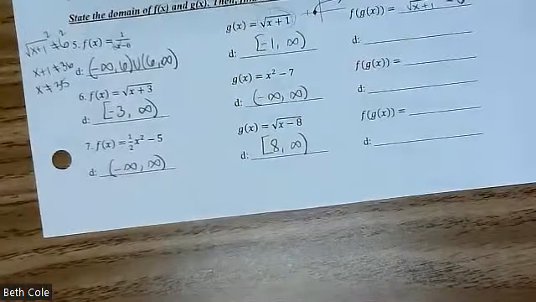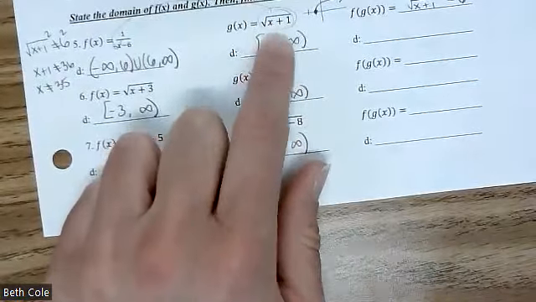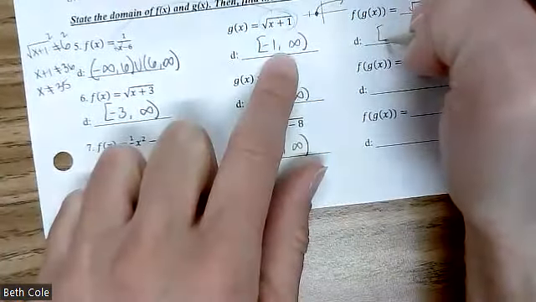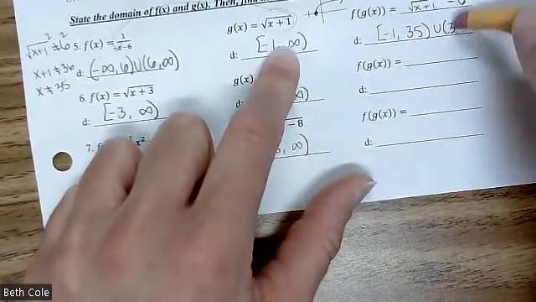So we want to leave out 35, but remember, you also have to keep this restriction. They both had a restriction. So it's going to be negative 1 to 35, and then 35 to infinity.